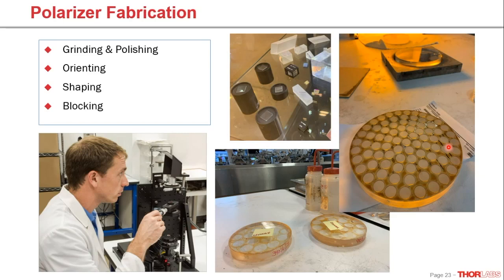And then lastly, once we have those shaped up and have ground and polished the parts to their form, it's important that we block them in a way that we can maintain those angles for further fabrication and production of those optical surfaces to the quality that we require.